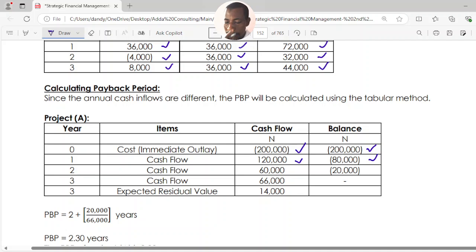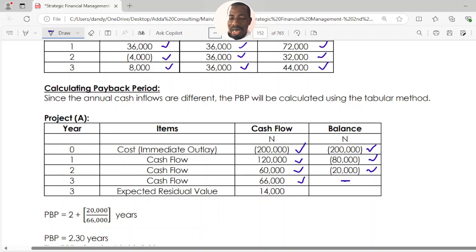I will then move to the next one. 80,000 minus 60,000, that will produce a balance of 20,000. So this company has recovered 180,000 naira out of the 200,000. So at the end of year two, the balance to recover is 20,000 naira. Now, the outstanding balance of 20,000 at the end of year 2 is lower than the next cash inflow at year 3. So for this purpose, I will just put a dash, then I will calculate the payback period.